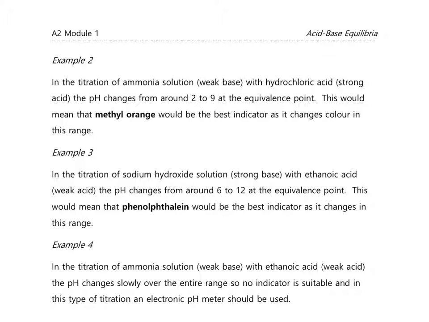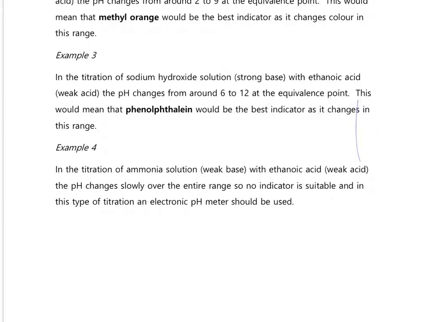Cool. Get the idea? Do you get the idea that the pH range of the colour change of the indicator needs to match up with the equivalence point of your reaction? Yeah, happy enough? Great. Just quickly, to mention the last example there of ammonia and ethanoic acid, weak acid and a weak base. The pH changes so slowly with weak acid and weak base, and we'll see that with our graph. So actually there's no indicator that's really very suitable for a weak acid, weak base, and so we need to use a pH meter instead.